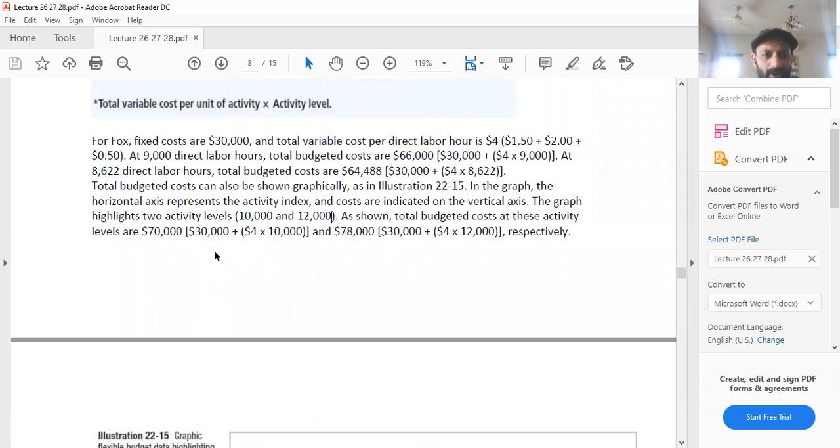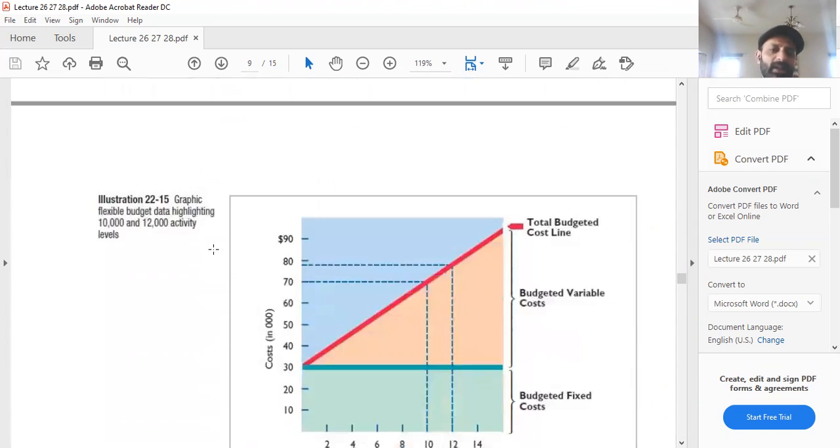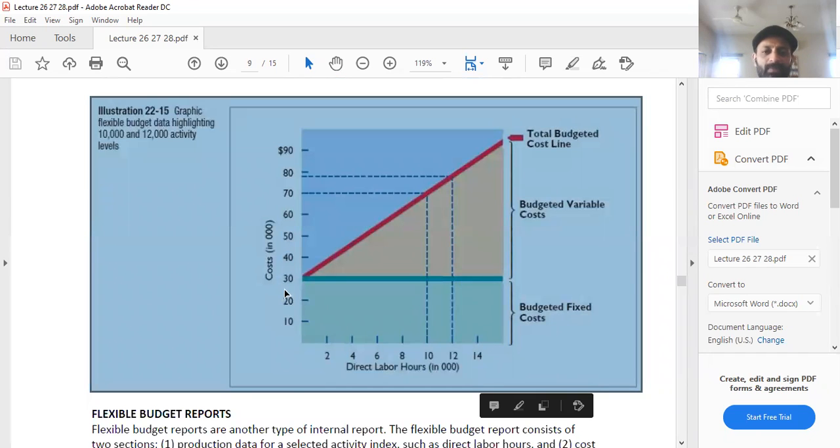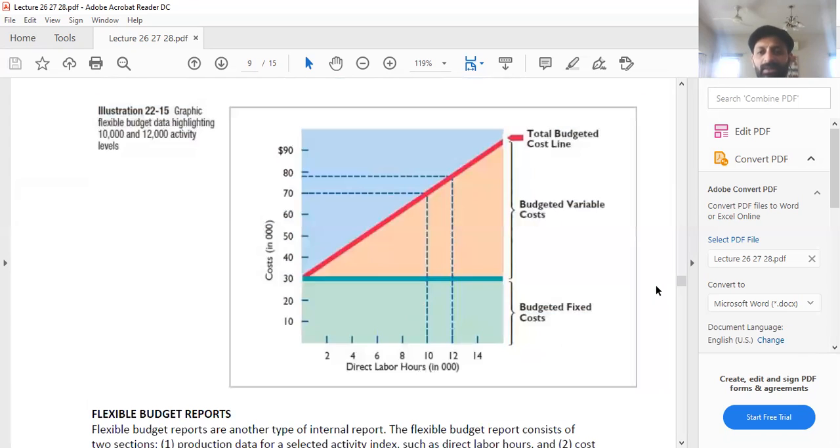So now this way we can also make a graph. And now this is a graph. It shows the direct labor hours on this axis, which is in thousands. So 2,000 is 2,000 direct labor hours of activity. Then you have cost here. You will note that your budgeted fixed cost remains the same. It is 30,000 no matter whether the production is 0 or the production is 14,000. So the budgeted fixed cost remains the same.